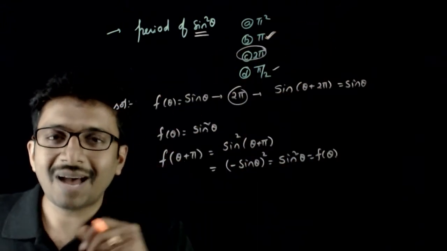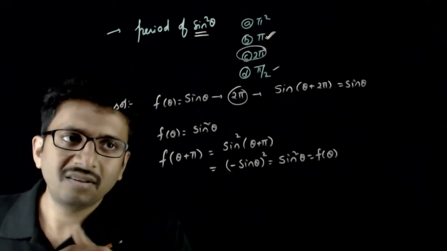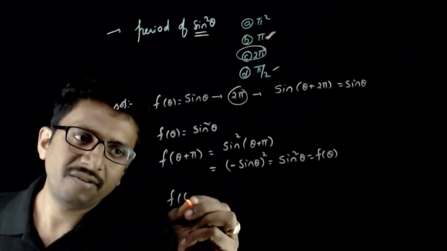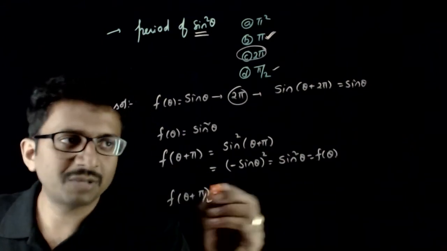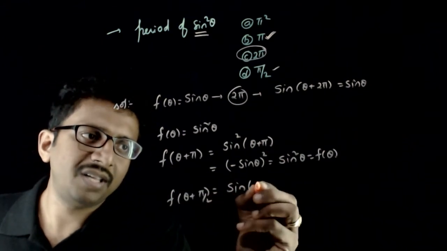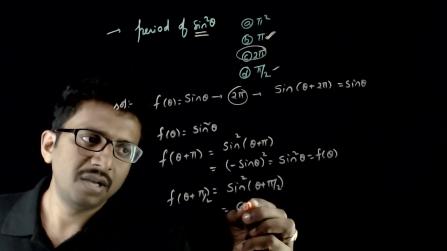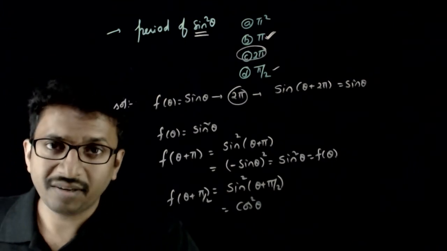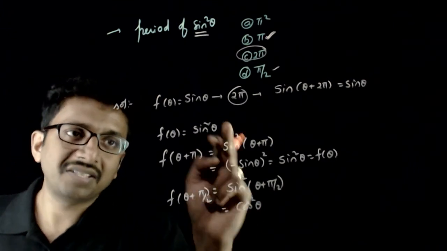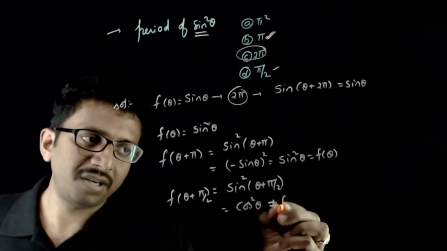Now you should not be happy with this. You have to go still further. Is pi by 2 a period? So let us find f of theta plus pi by 2. f of theta plus pi by 2 is sine of theta plus pi by 2 whole square, that is equal to cos square theta. As you can see, the function has changed. So f of theta plus pi by 2 is not equal to f of theta.